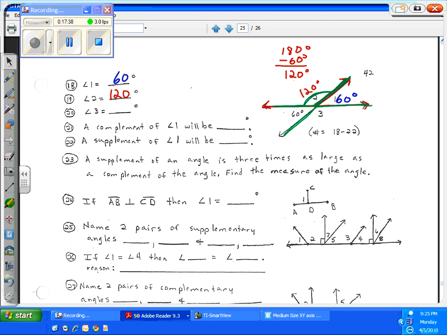Angle 3 is vertical to angle 2. That means that angle 2 is equal to angle 3 because vertical angles are equal. So angle 3 would also be 120 degrees.